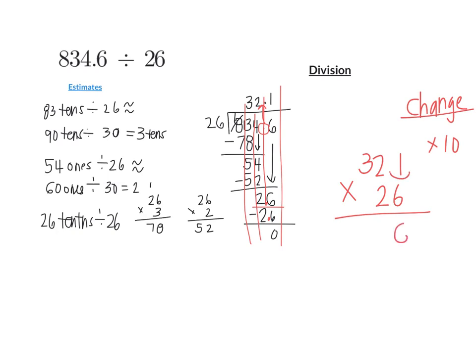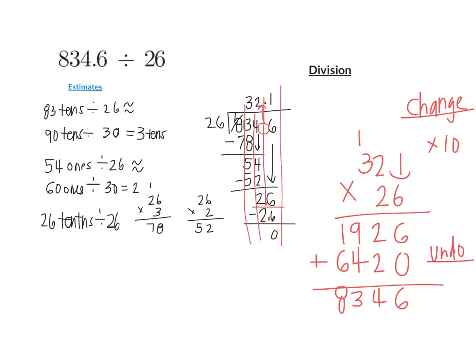6 times 1 is 6. 6 times 2 is 12. 6 times 3 is 18, plus 1 is 19. Now we're working in the tens. Let's put a placeholder 0. 2 times 1 is 2. 2 times 2 is 4. 2 times 3 is 6. Let's add. 6, 4, 3, 8. Okay, my answer is 8,346. But I need to undo. What would my undo be? Divide by 10. Should put the decimal point there. 834.6. Is that what we want? Yes. So our answer, our quotient of 32.1 is correct.